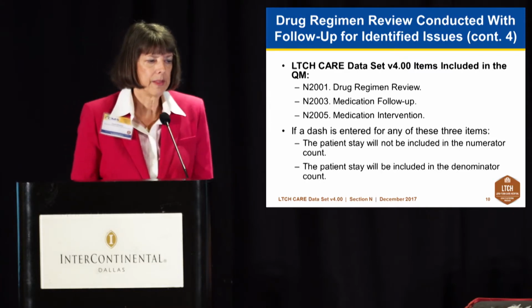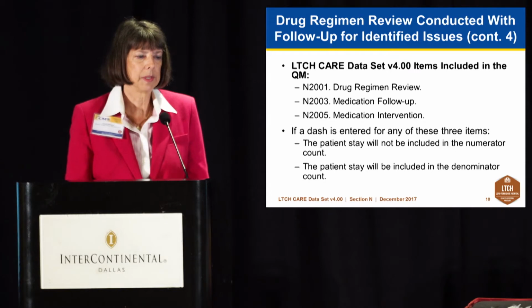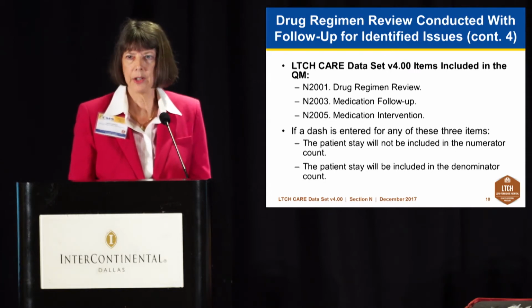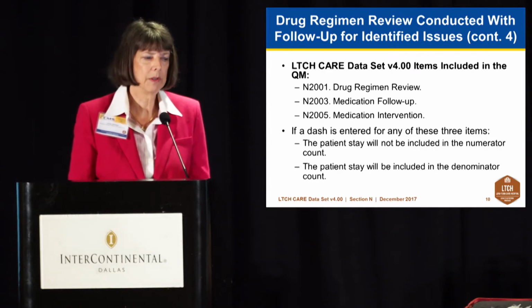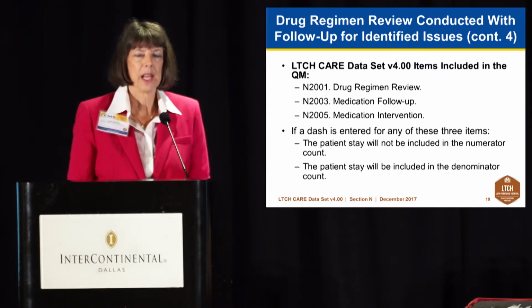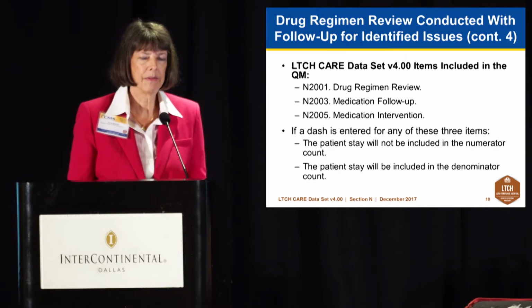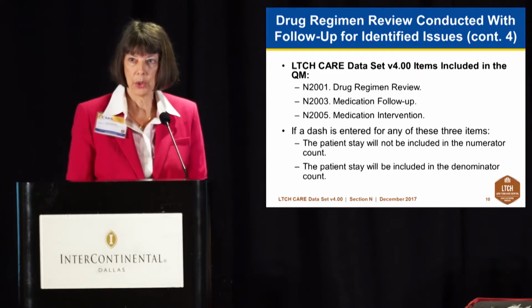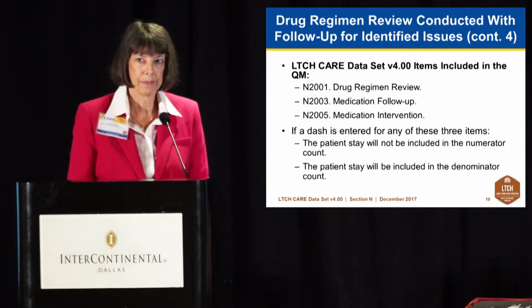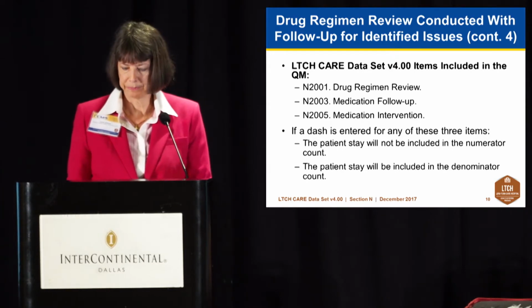So the LTCH CARE Data Set version 4 items included in the quality measure are the following 3 items. N2001 is the drug regimen review. N2003 is the medication follow-up, and we call the discharge item N2005 medication intervention. If a dash is entered for any of these 3 items, the patient stay will not be included in the numerator count. The patient stay will be included, however, in the denominator count.